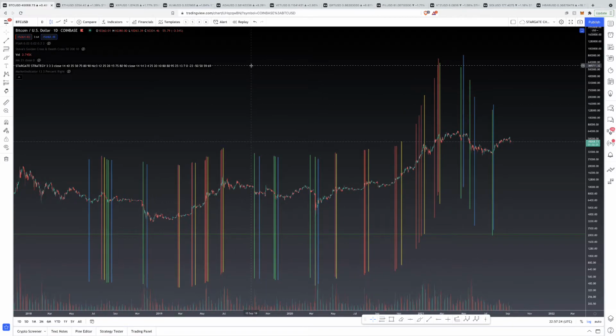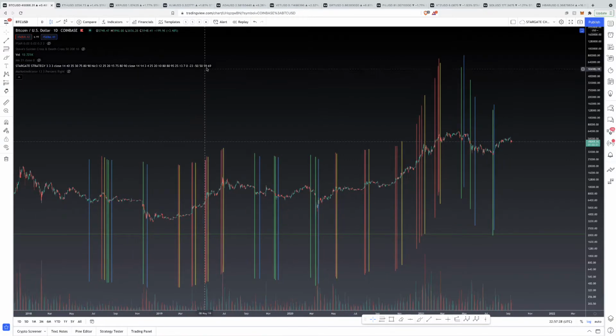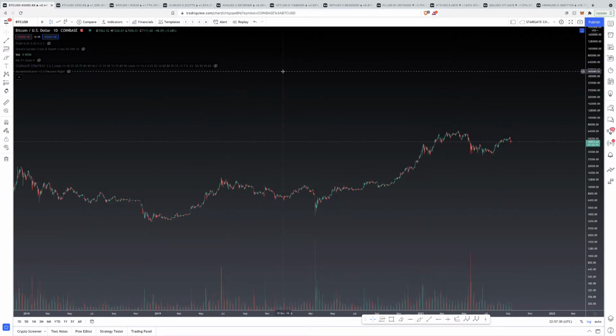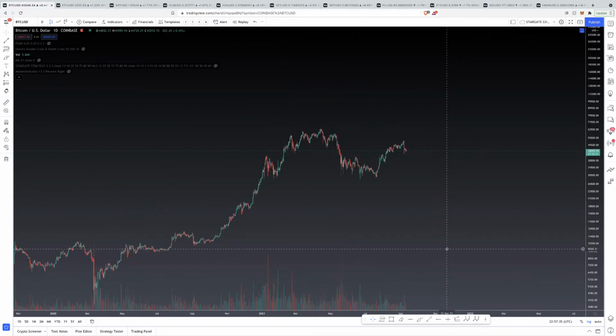So remember, with the strategy and the indicator, we always want to turn it off at first, and we want to see what the market structure is telling us. So we want to look at the price action. So I turn off the indicator, right?